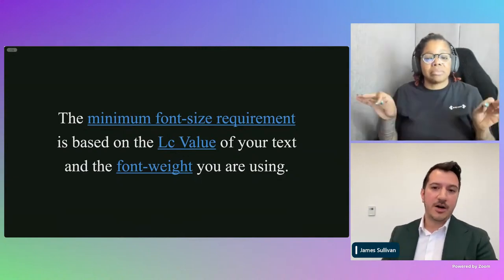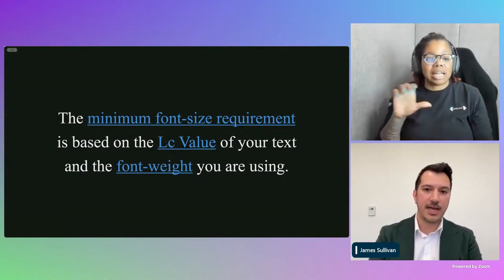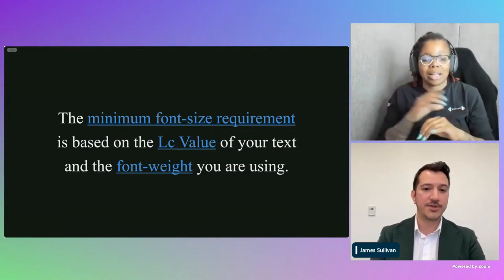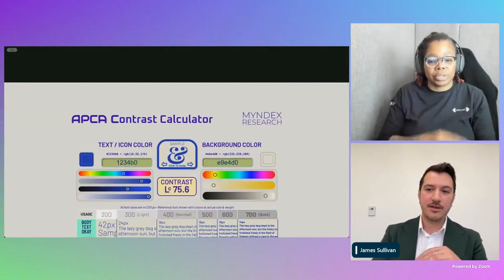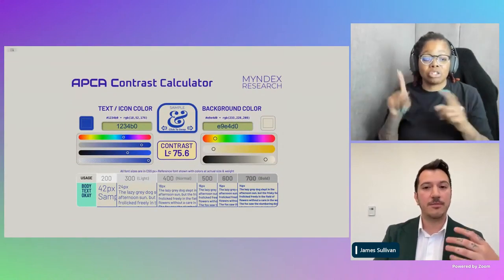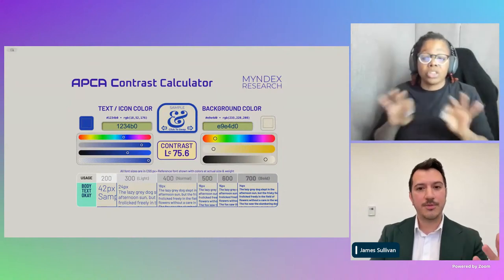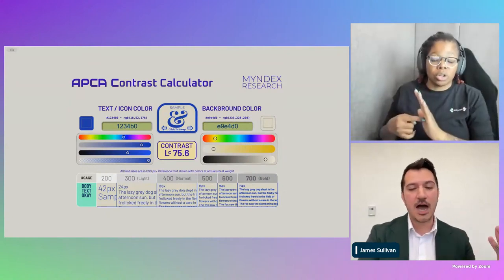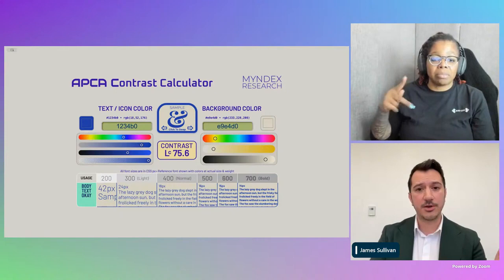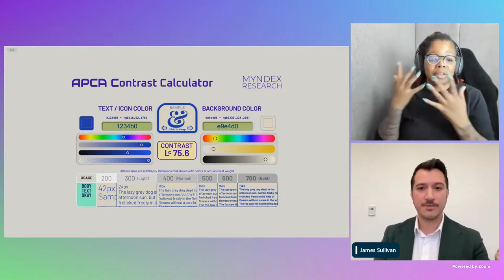The minimum font size requirement is based on the LC value of your text and the font weight you are using. This statement is going to actually be easier to visualize as a chart rather than me trying to describe with words. All the values I'm going to show you are going to be taken from the live APCA contrast calculator. So these numbers may change if the algorithm changes.